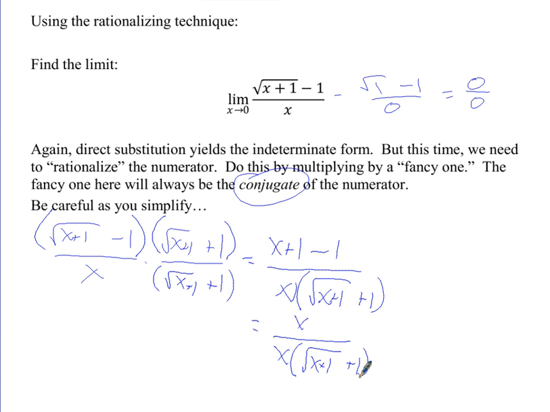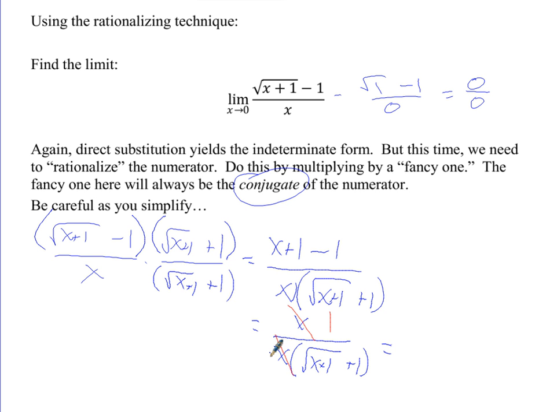Now what happens? We divide out the x's. What am I left with in the numerator? 0? 1. Okay? So now we can simplify that. We're done with the rationalizing technique, and technically we did divide out here, but it's rationalizing that gets us there.